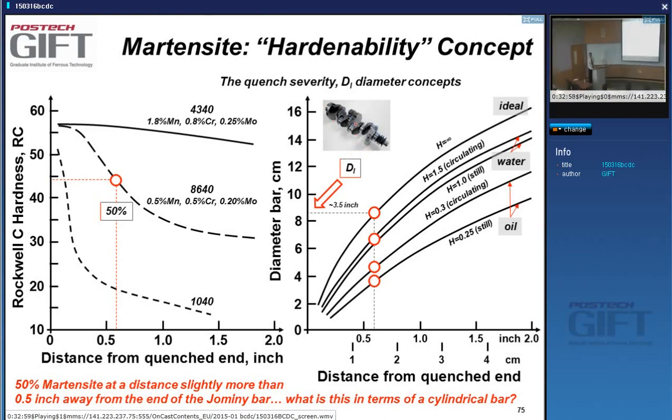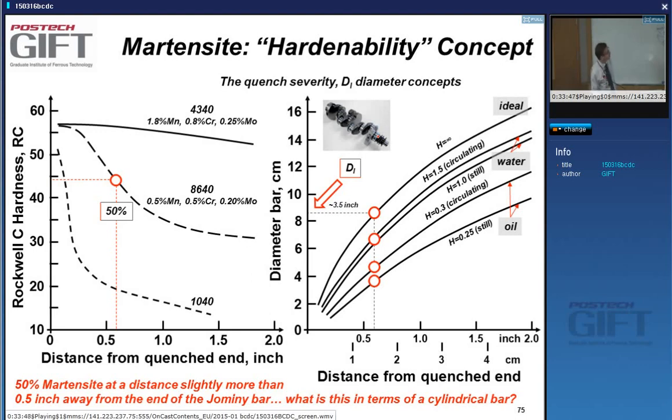And that's a very common application for bars, and for engineering steels. Okay, so all the cars have one of these, and there are other products that look like this in the powertrain of cars, which are bar-based. So how do we relate the result of the Jominy test with this bar diameter? And does this have an impact on the steels that are used?